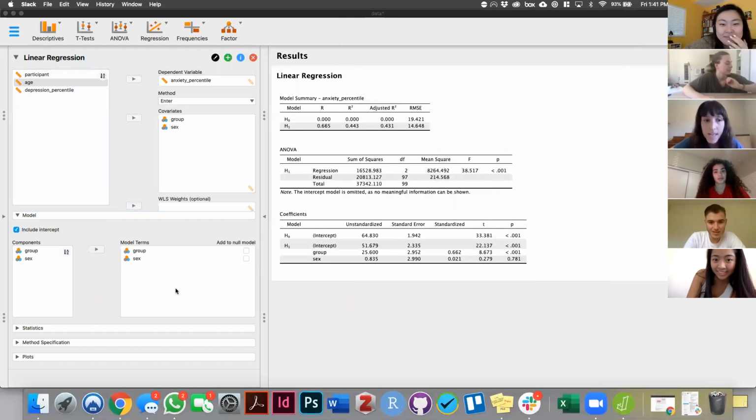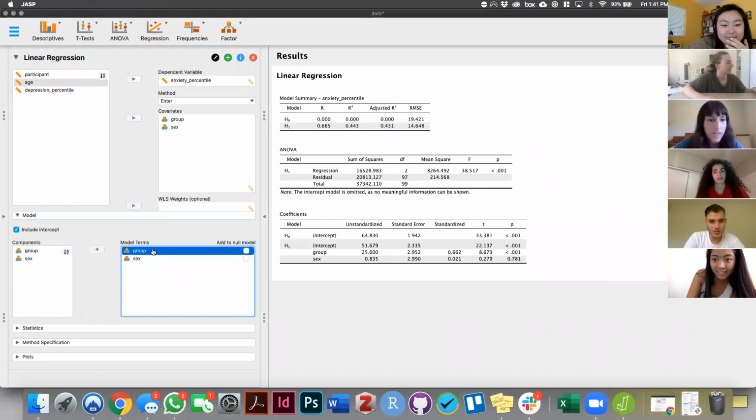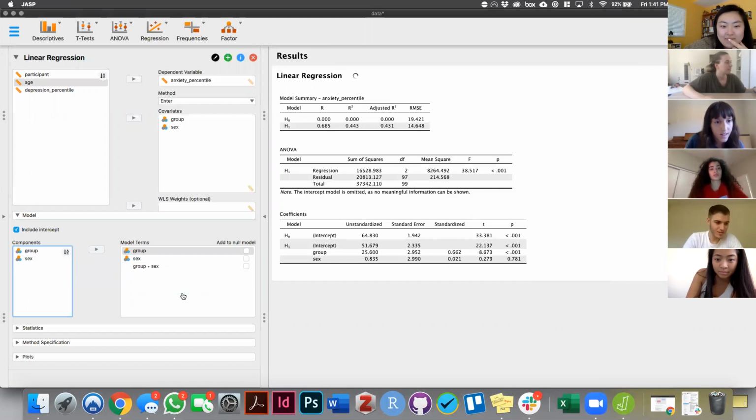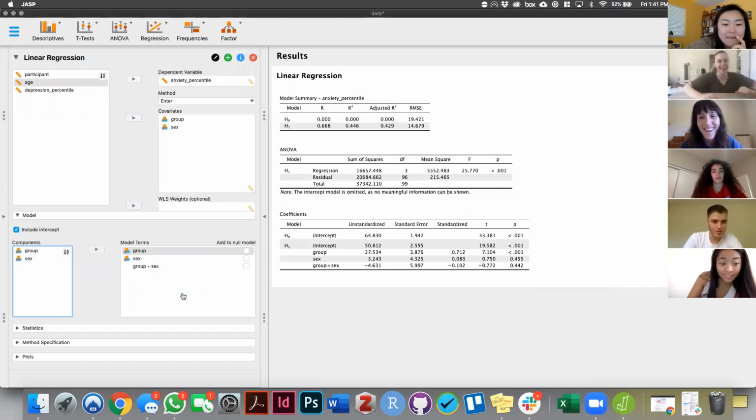I know with SPSS, when I hold shift and select both the variables together, then they'll make the interaction when I drag them to model terms. But I don't know about JASP. It probably is similar to that. Yeah, yay! Okay.